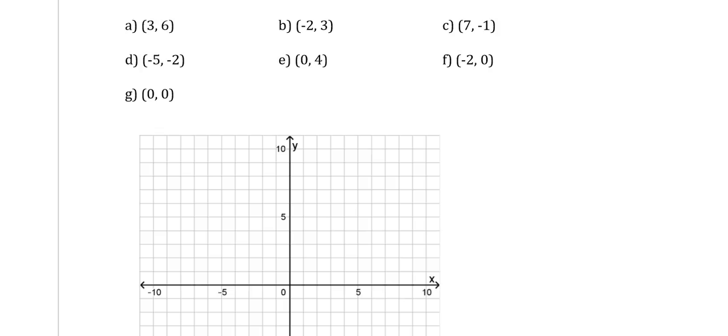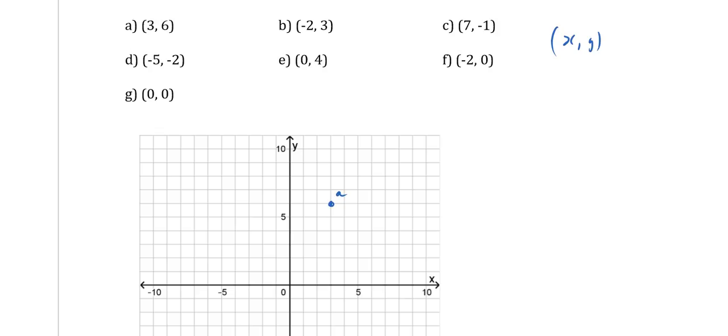So 3, 6, I'm going to go over 3. I'm going to go up to 5 and up one more. That's how I'm going to find 6. And I'm going to label it A. Remember, it's always X, then Y. It's always alphabetical, so get in the habit of going sideways first.